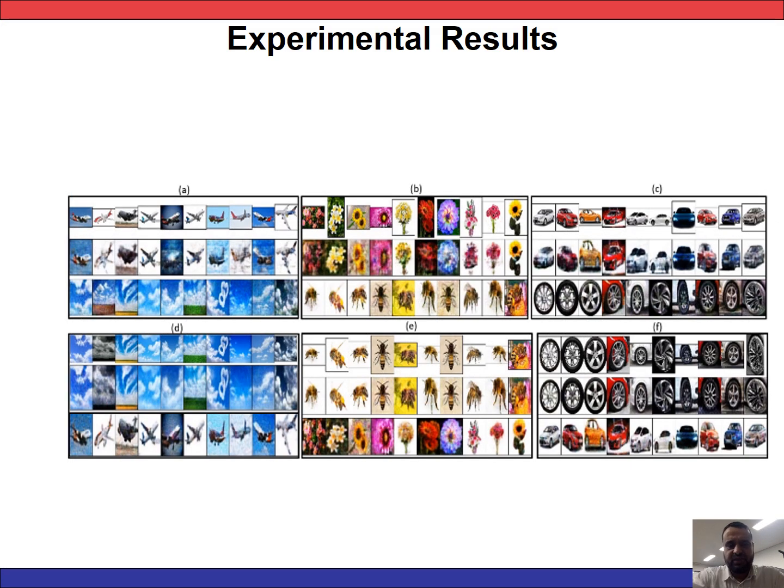Similarly, we also used some other data sets, like from aeroplane to sky and from sky back to aeroplane. Similarly, from flower to honeybee, and from honeybee back to the flowers. From cars to the wheels, and from the wheels to the cars. So these were some of the experimental results using that approach.